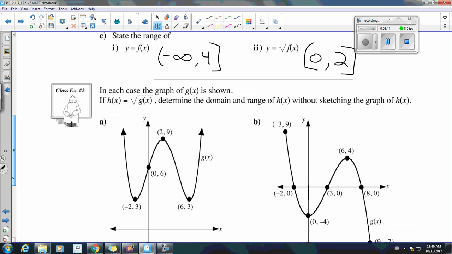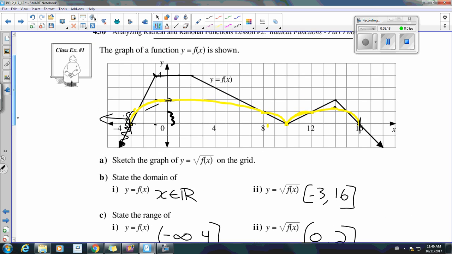It takes some practice. The most important part and the most questions are asked on those invariant points. You'll see questions that'll say, how many invariant points are there? All you have to do is count the number of times that original graph has a y value of 0 or a y value of 1.